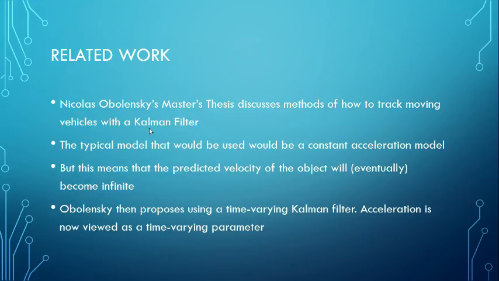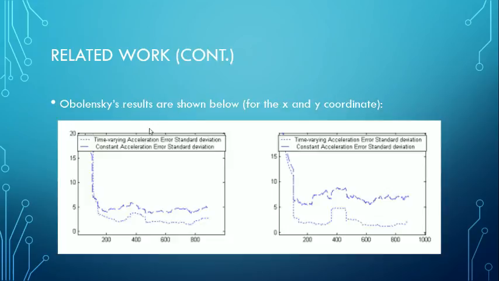Instead of doing a simple constant acceleration model with this Kalman filter, he went beyond that, and he said, all right, what if acceleration is now a time-varying parameter? Now, he goes into a lot more detail in his paper, which I'm going to cite at the end of this video, but it has some interesting implications about using his method.